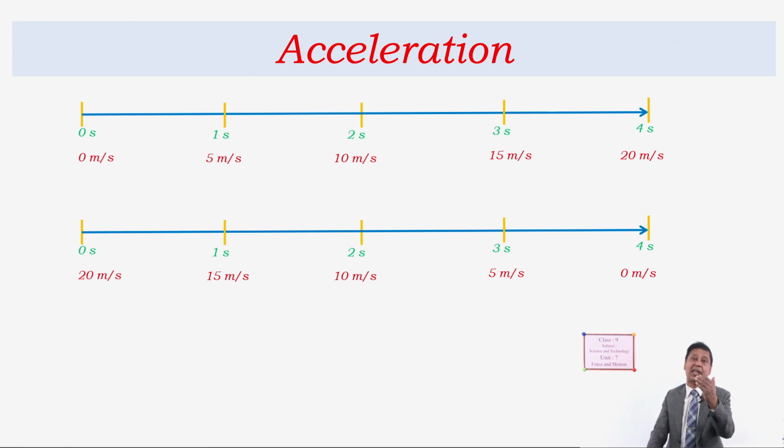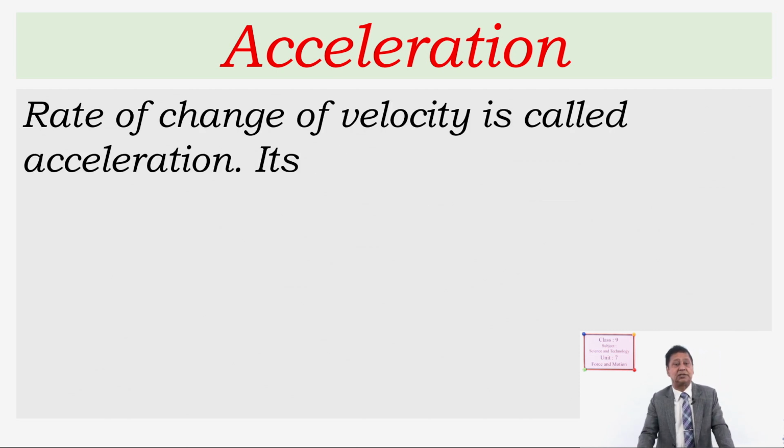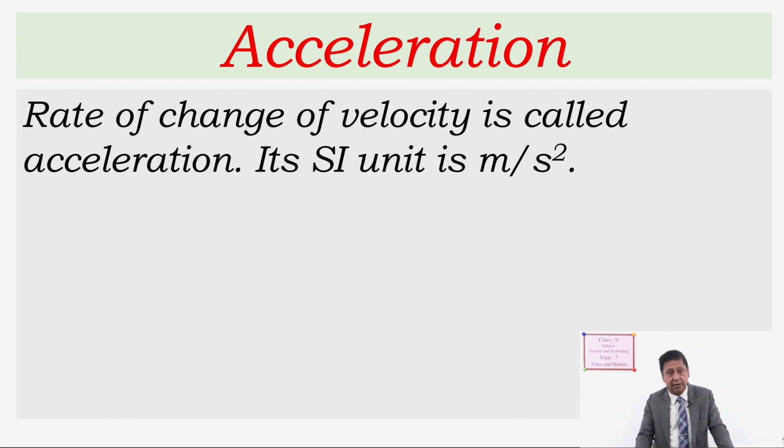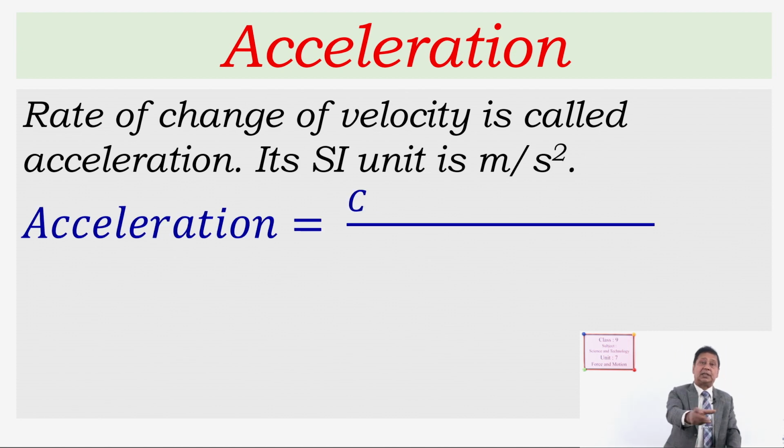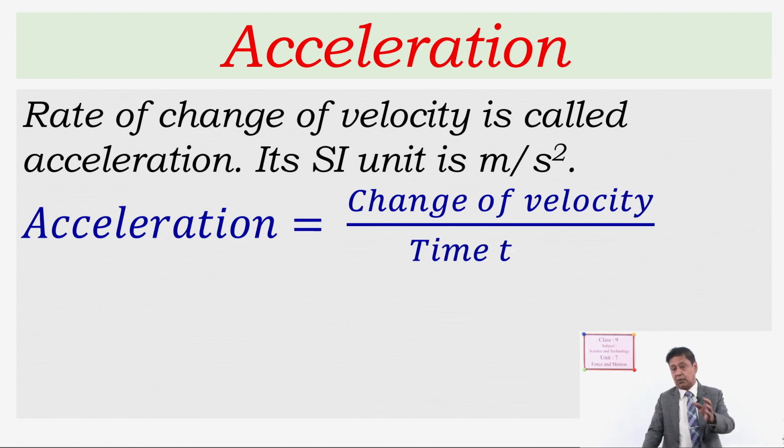What is the change of velocity of the body in every 1 unit time? That represents the acceleration. That is why what can we say? The rate of change of velocity is called acceleration. Its SI unit is meter per second square. And it can be represented by this equation: acceleration equal to change of velocity by time taken.